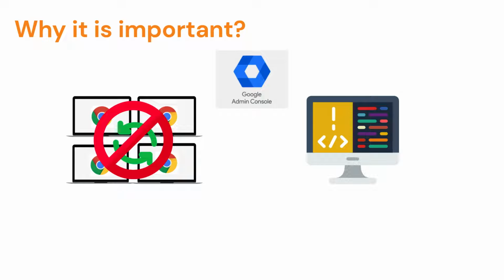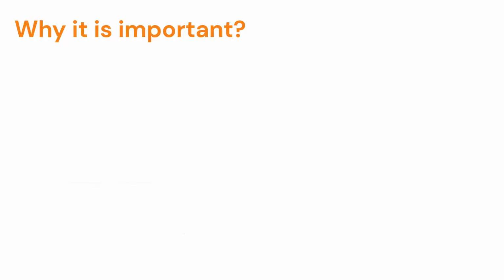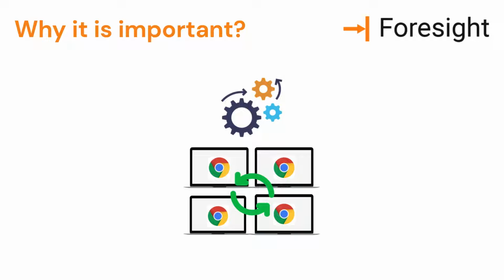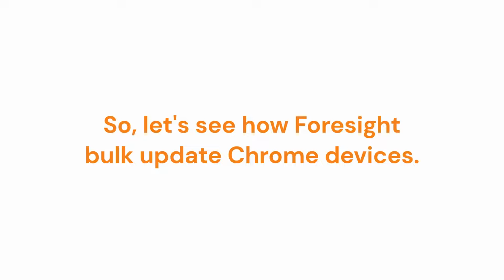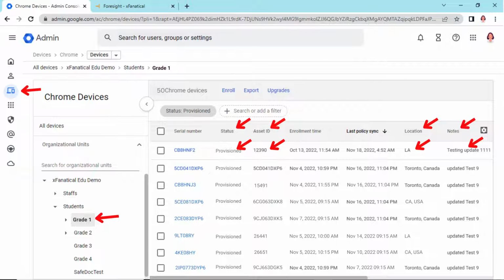Google Admin Console does not have the option to bulk update Chrome devices, except the coding method. Foresight is a great tool that helps in getting this task done without coding, fast and efficiently. Let's see how Foresight bulk updates Chrome devices. In this demo video, we will update the devices of Grade 1 organizational unit.